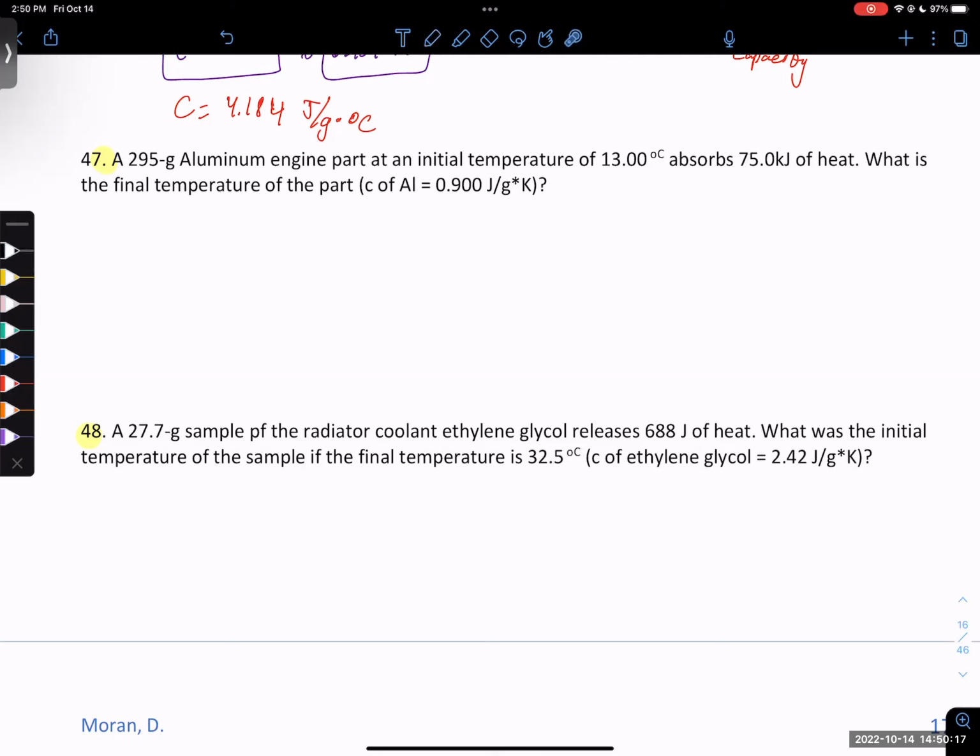Okay, so I see that we have a mass, right? We also have an initial temperature and we have Q. And then it gives us C. We have all the variables we need for a Q is equal to MC delta T equation, okay? So Q is equal to MC delta T. It says it absorbs 75,000 joules of heat. Is that going to be plus or minus?